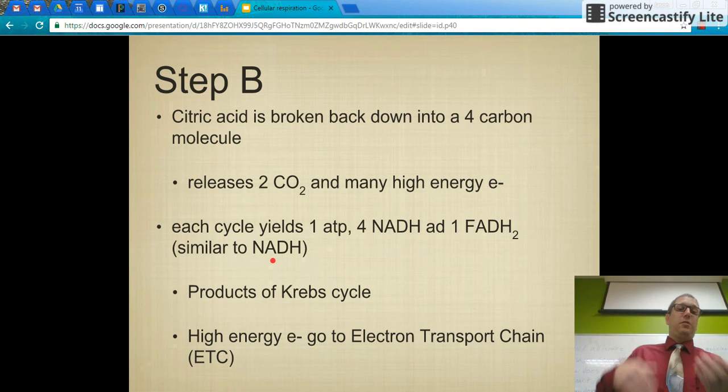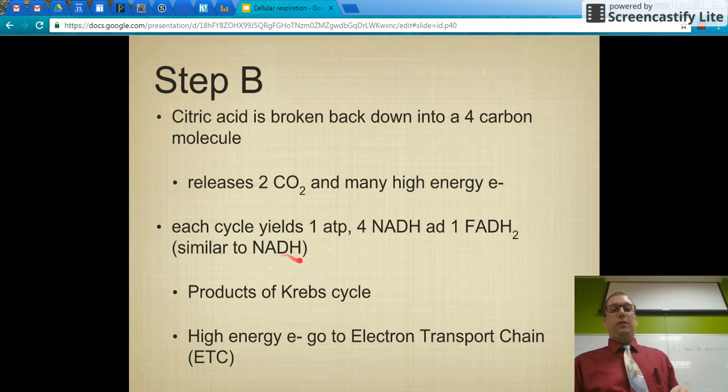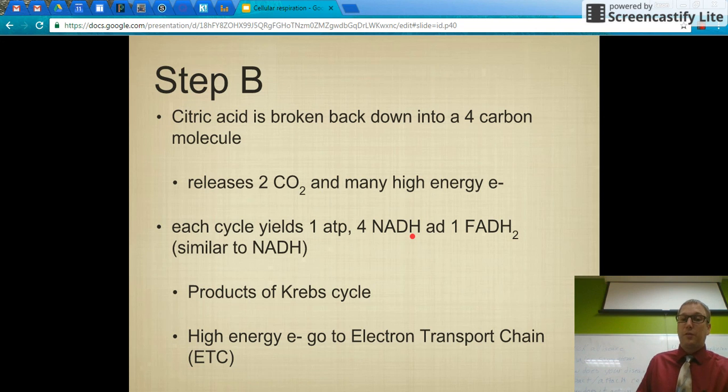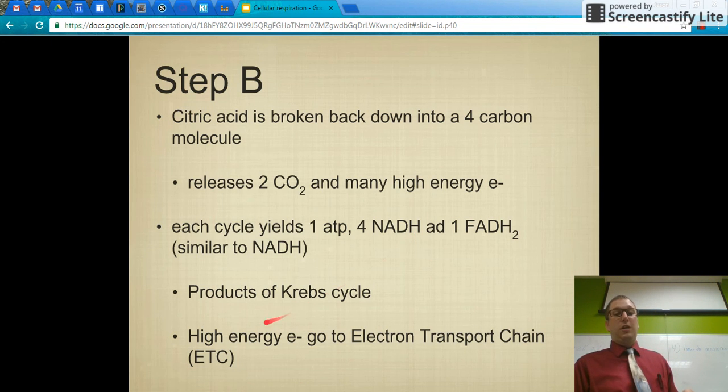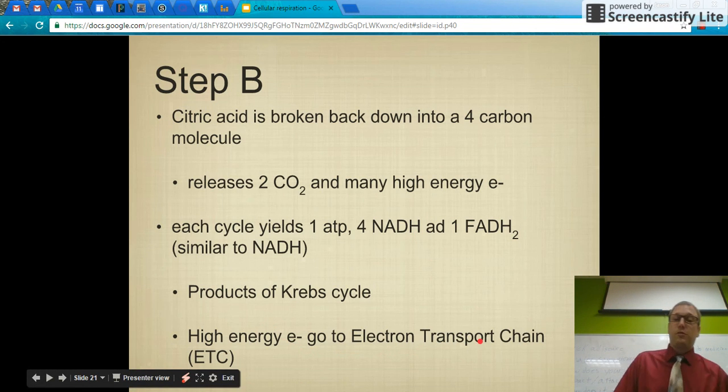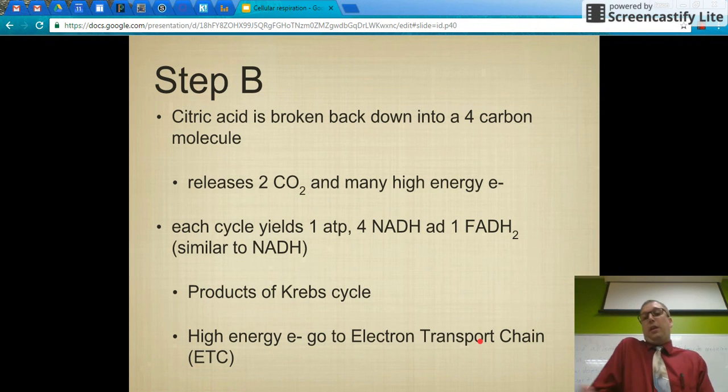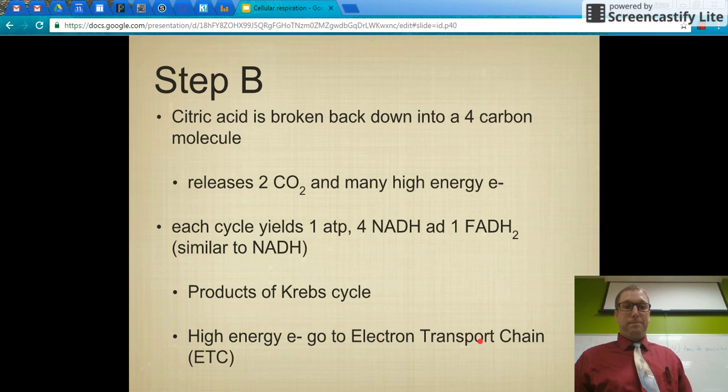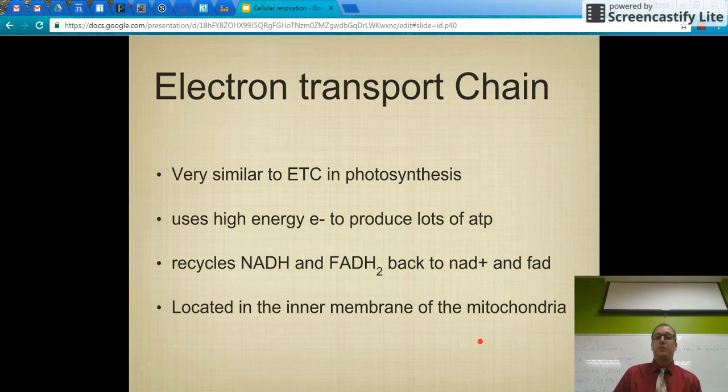So eventually, through our 2 pyruvic acids, we make an ATP for each one, 4 NADHs for each one, and an FADH2, another high energy electron carrier. Those are the products of the Krebs cycle. Those high energy electrons have to go to the electron transport chain to be any use to us, because just as NADH, it doesn't do us any good. So in steps the electron transport chain.